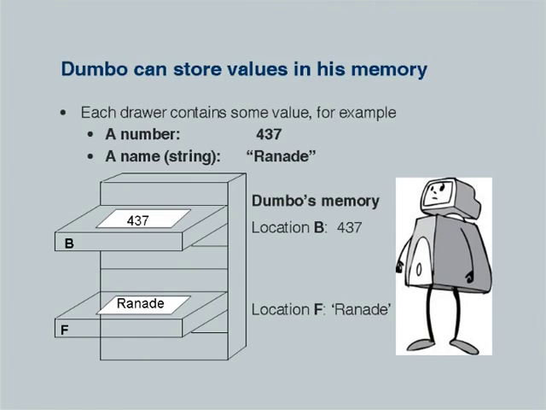Mr. Dumbo can also store character strings. So this is the name Ranade. Ranade, incidentally, is Professor Abhiram Ranade, my boss currently, the head of the computer science department and a very distinguished professor. He taught CS101 earlier, so I've chosen his name. So if I want to store his name, it could be stored in, let's say, a memory location called F, where I have shown the value as being stored as Ranade.